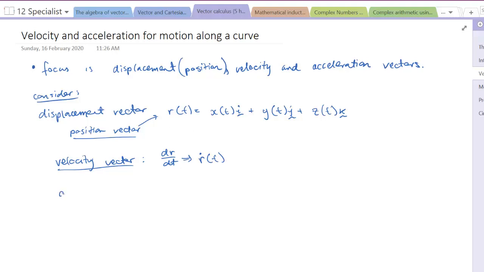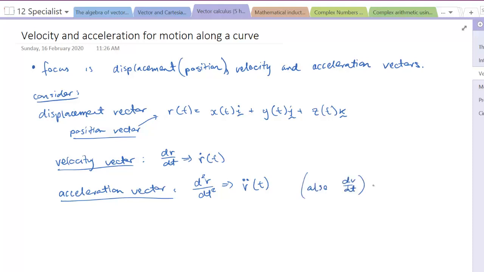If we then take one further step and we consider acceleration, where acceleration is the second derivative, so d squared r over dt squared, or r double dot, we know that by finding the second derivative of that position vector, or finding the derivative of the velocity vector, we'll be able to find the acceleration vector.